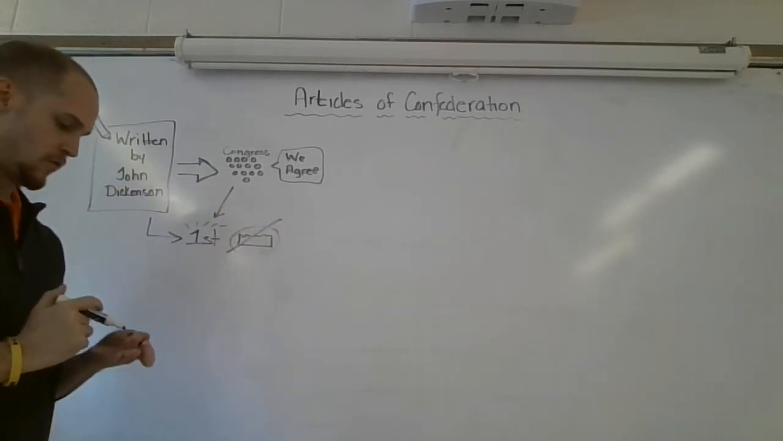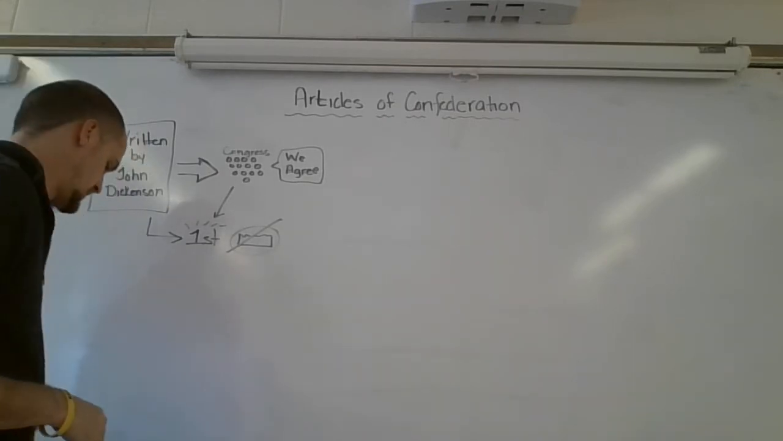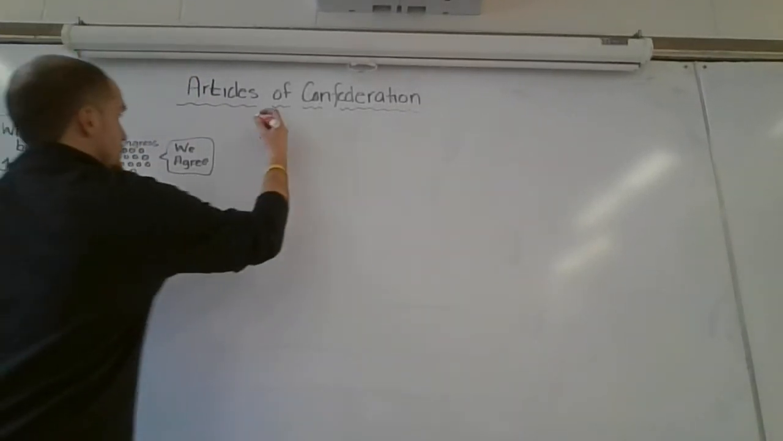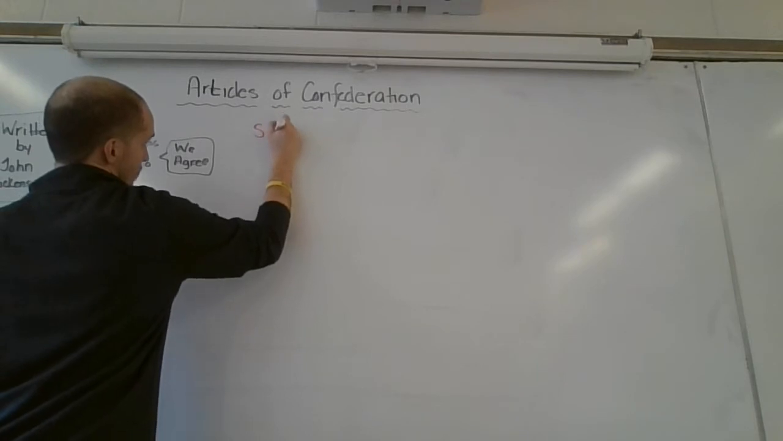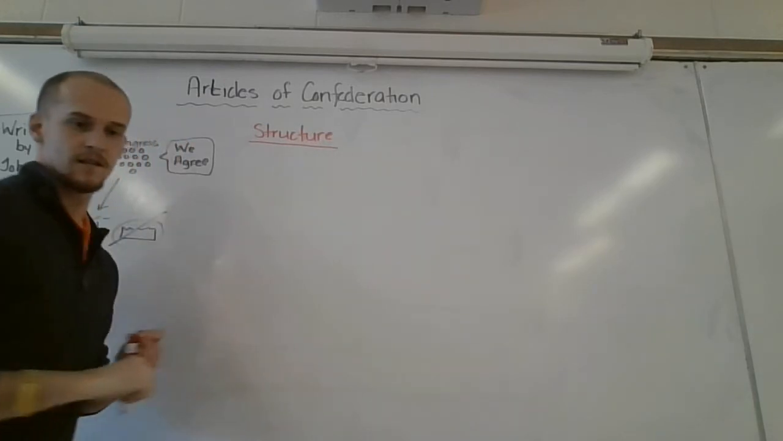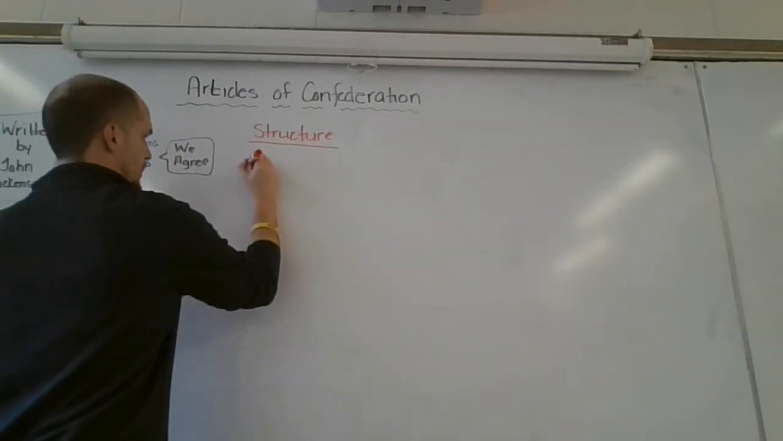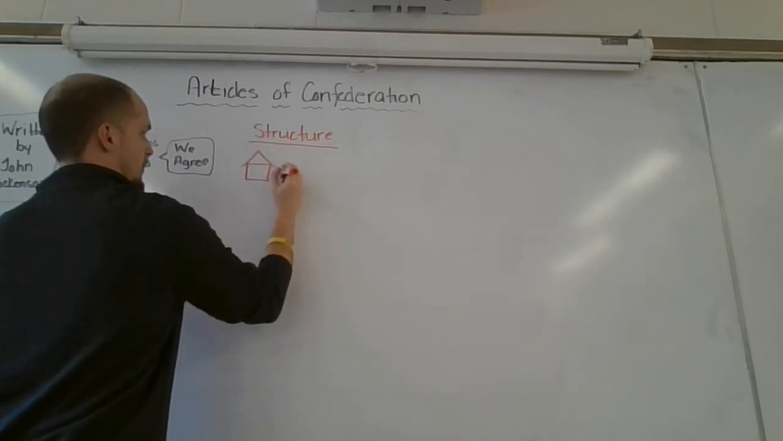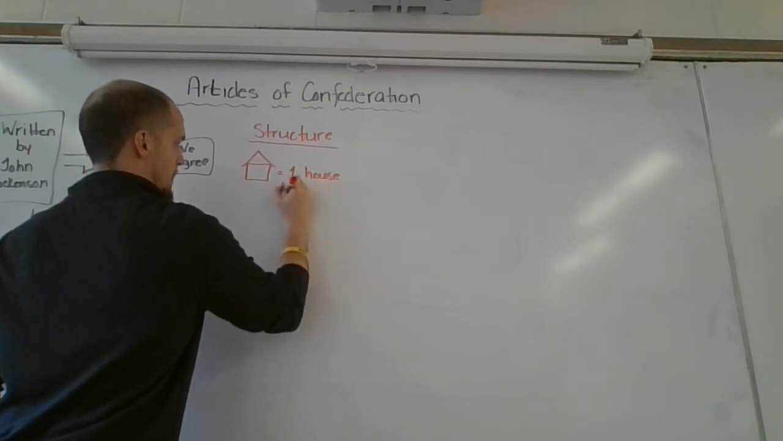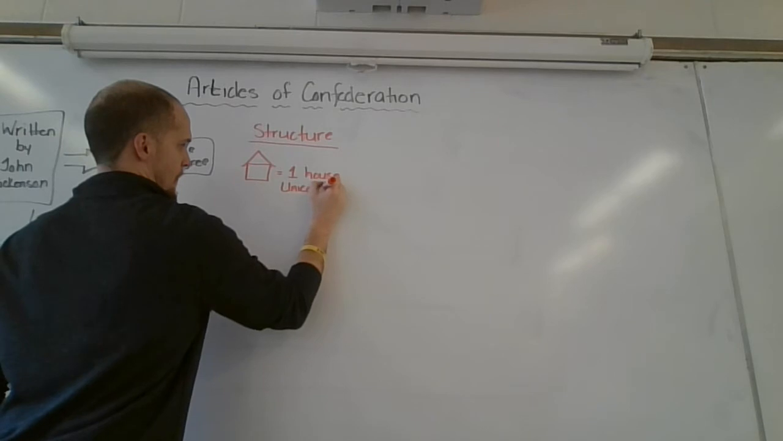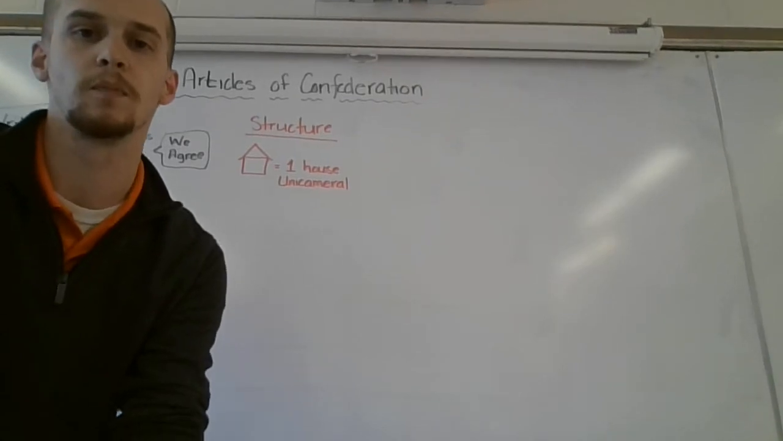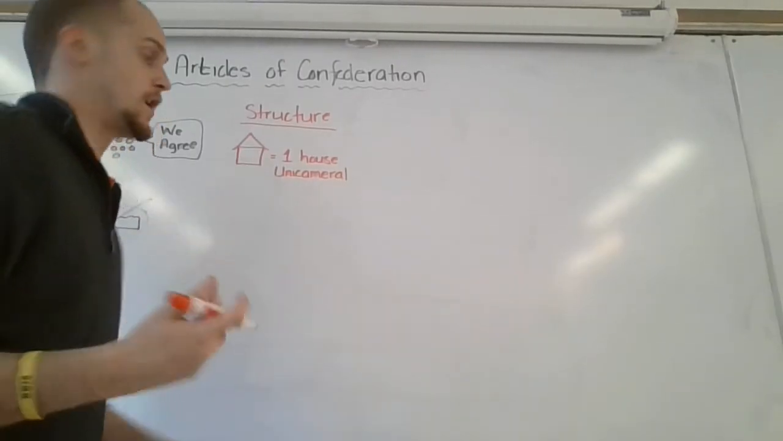So now let's look at how it was put together, starting with its structure. Let's look at the structure of the Articles of Confederation. So the Articles of Confederation are a unicameral, or one house, meaning that there were no checks. This was the group that was in charge. So it's a unicameral, one house system.